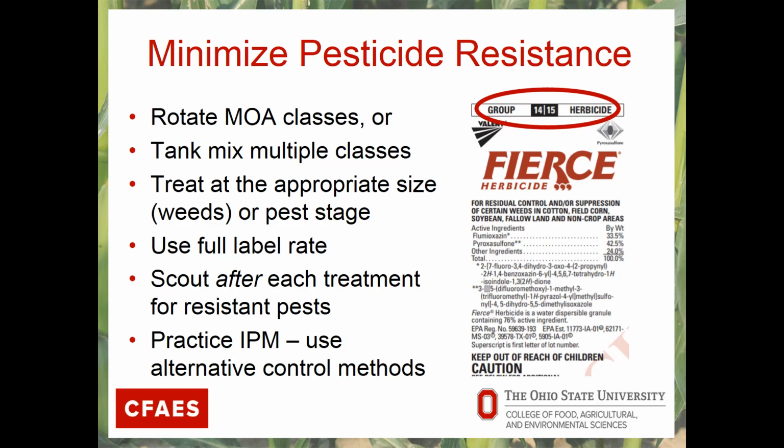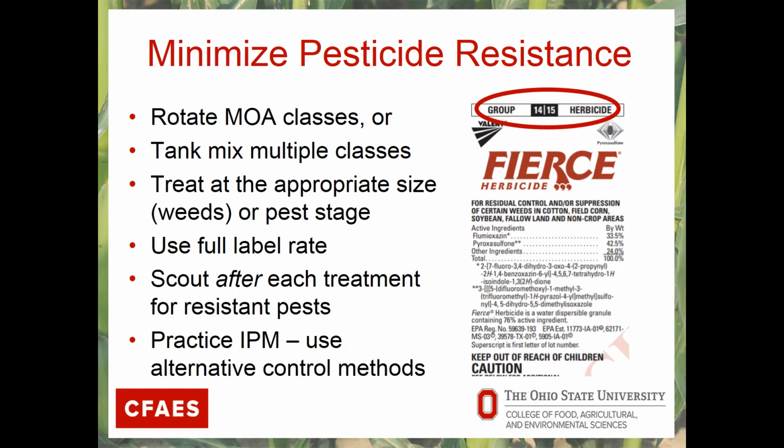Also using full labeled rates and utilizing IPM, which would be using other methods of control and not relying solely on chemical pesticides. One common problem is treating too late, when the pest has reached a size or stage where it is more or less immune to the pesticide. This is a common mistake farmers make in their battle with resistant weeds in Ohio.